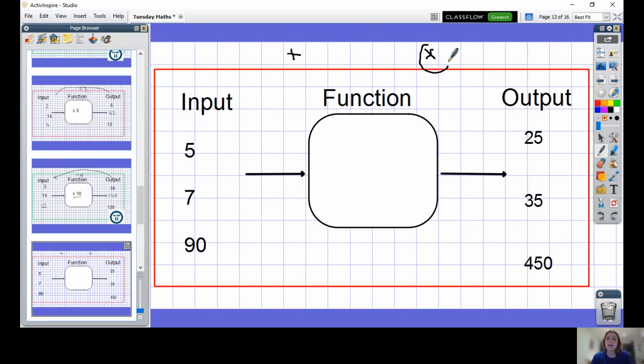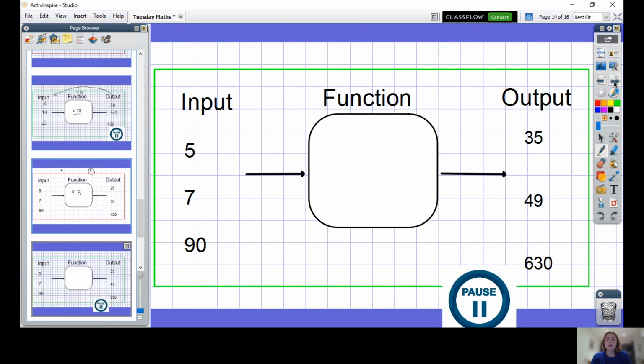So I need to decide what have I multiplied 5 by in order to get 25. 5 multiplied by 5 is 25. Does that work for the other functions in this machine? 7 times 5 is equal to 35 and 90 times 5 is equal to 450. So in this example, I'm multiplying by 5. Can you have a go now, pause your video and work out what you are adding, subtracting, multiplying or dividing in these questions?